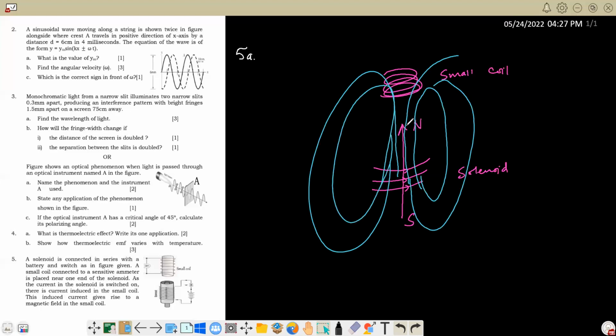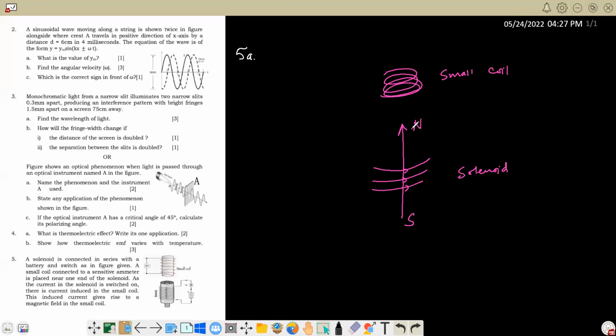And then what happens in the small coil? There will be a change in flux. Because of the change in flux in the small coil, the induced EMF will be developed. Now, what will be the direction of the induced EMF? We have to apply Lenz's law.